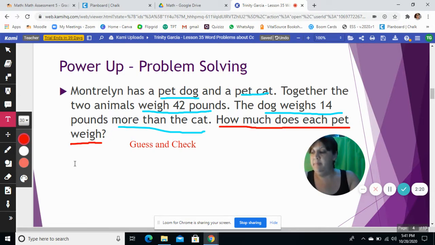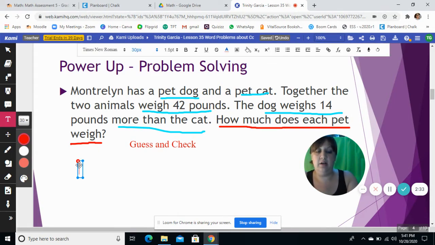What is the sum of the two weights that we are looking for? Well, the sum is going to be what? 42 pounds, right? Because that is our end weight. We know together they equal 42 pounds. And the difference is going to be 14 pounds. So if at a starting point we pretend that the pets weigh the same amount. Okay, let's pretend that the pets weigh the same amount.